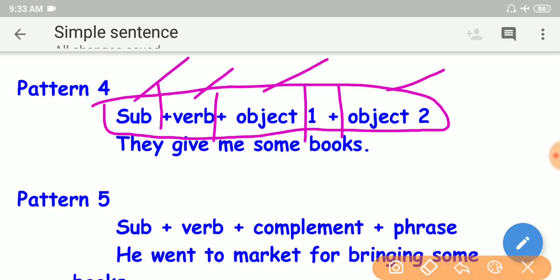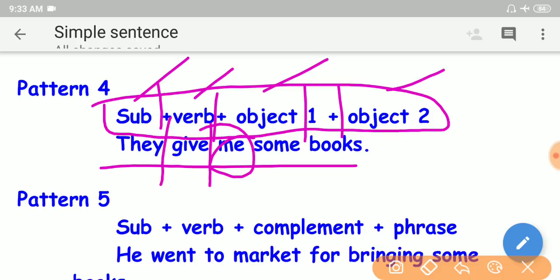In a sentence, there might be 2 or more objects. 1 or more objects might be there. There might be 1 or more complements there. Even without a complement we can make a sentence. Without an object we can make a sentence. Maybe even a sentence can contain more than one object, my dear friends. Say, in this sentence we have 2 objects, subject, verb. Me is one object, some books is another object.